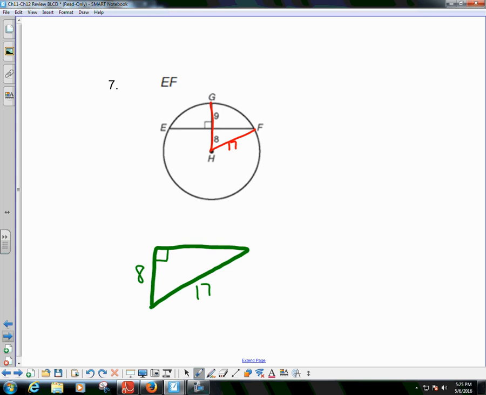I don't see anything. There's no special right triangle that's popping out at me. So I'm going to label this as X. And EF is going to be 2X, right? So if this is X, I know, based on one of the theorems that we learned, that if the radius crosses a chord at a 90-degree angle, that it bisects that chord. Okay, so I'm going to say X squared plus 8 squared equals 17 squared. I'm going to go to my calculator because I don't know what 17 squared is.